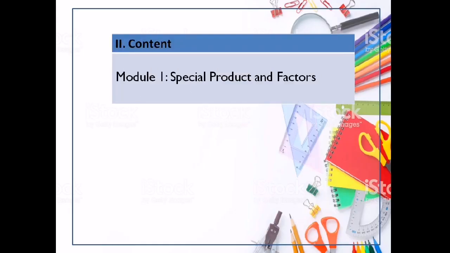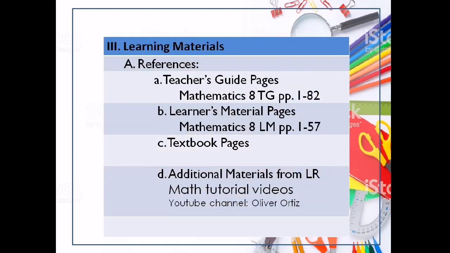Okay, so content, Module 1, Special Products and Factors. So dito na tayo sa learning materials or learning resources. So letter A, we have here the references. So by the way, ang ginamit kong reference sa paggawa ng lesson exemplar ay yung old module since I have the soft copy of the learner's module and the teacher's guide. So nilagay ko lang dito yung pages, or write the pages where you can find the specified content in the learner's materials. Ayan. So, sa teacher's guide, pages 1 to 82. Sa learner's material pages 1 to 57.